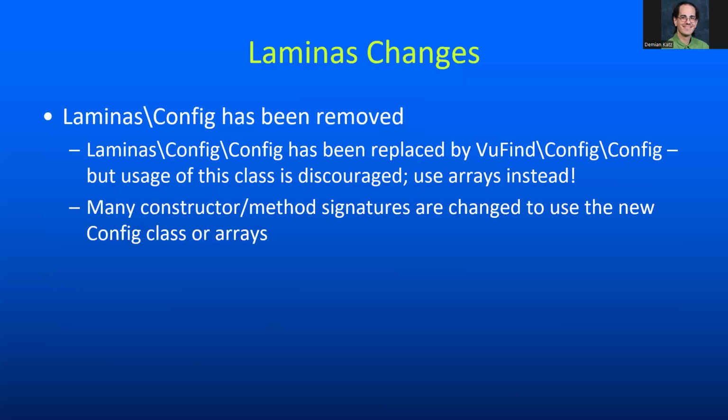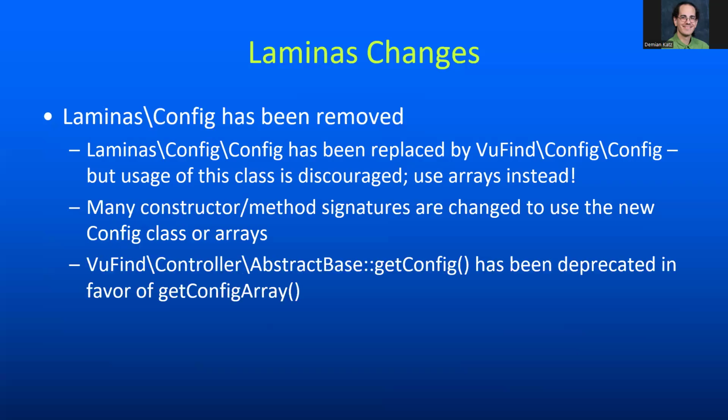Now, regardless of whether we changed to arrays or used the new config class, we had to change every constructor and method signature that uses configuration because Laminas config was referenced in many places and it no longer exists. So if you have any custom code that extends a class or method that accepts a configuration, you will have to make some changes to it. It may be as simple as changing the namespace on the class, but if you're extending code that has switched from objects to arrays, you may also need to change a bit of the logic to read the configuration.